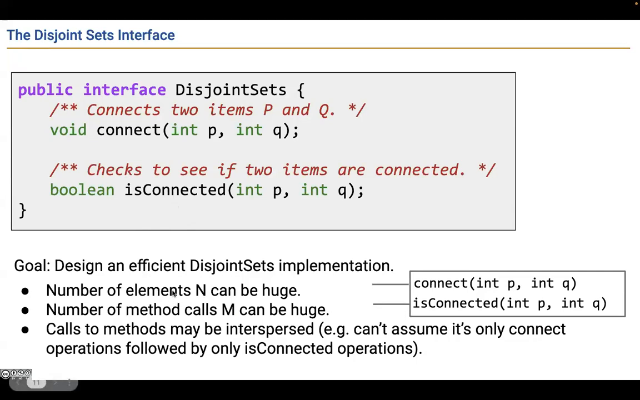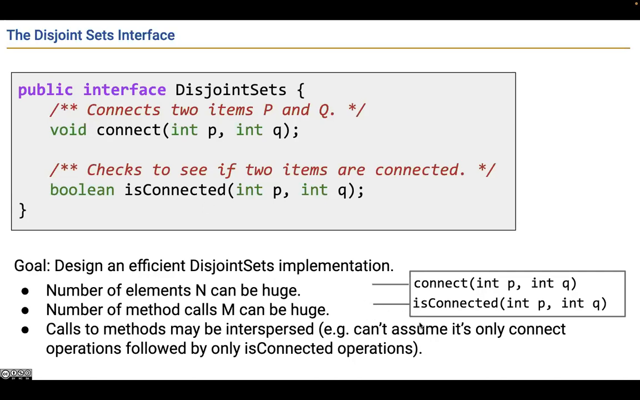So we have to care about, what if a user wants a disjoint sets with millions of items, billions of items? Is our data structure still going to be fast? And what if the user wants to call connect and is connected billions and billions of times? Can my data structure still be fast? So we need to be able to support users who want to do heavy-duty disjoint sets computations.